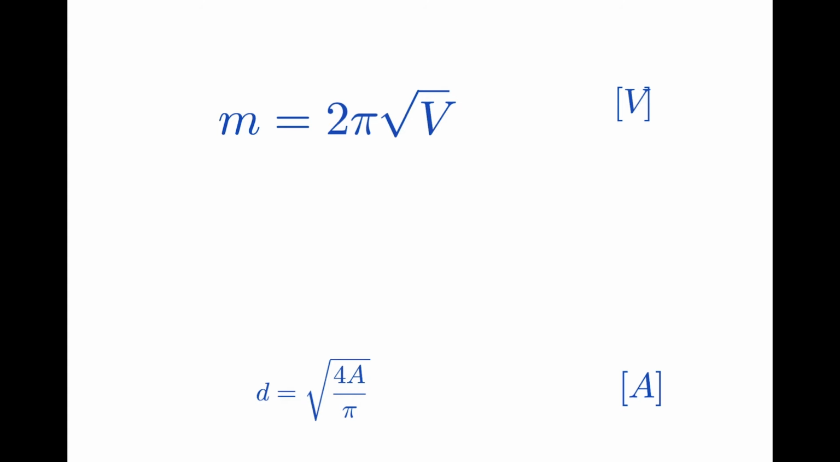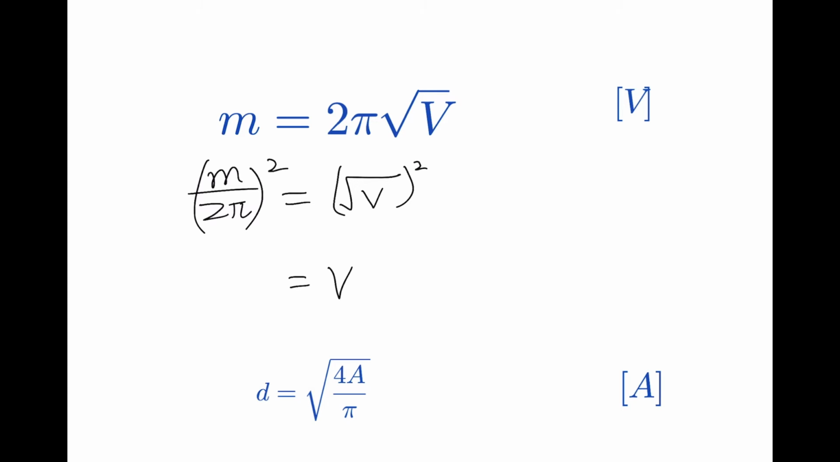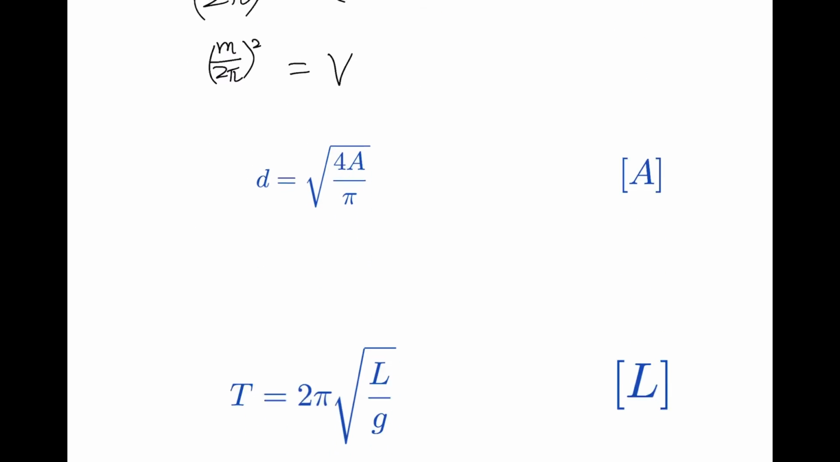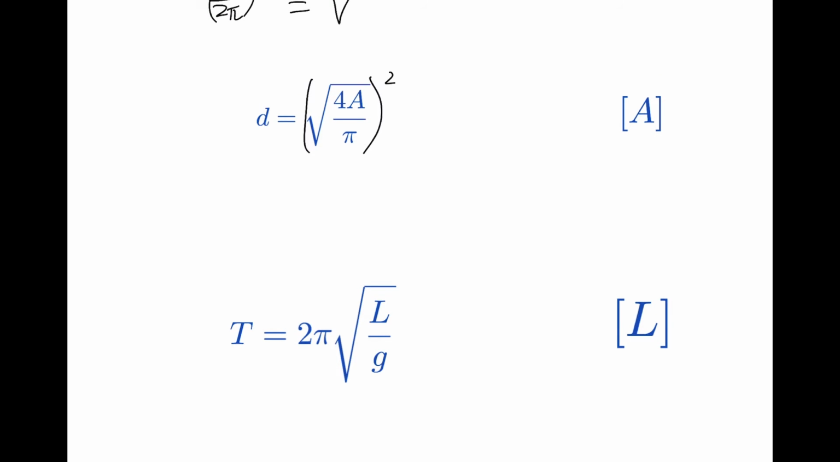Continue. Here, deal with 2 pi first, and then you don't need a square root, so you just give it a square. It becomes v, and this one is m over 2 pi squared. Here you don't need a square root first, so put a square. B squared equals 4a over pi, and then eliminate the pi by multiplying on the other side, and then also eliminate the 4 by dividing.